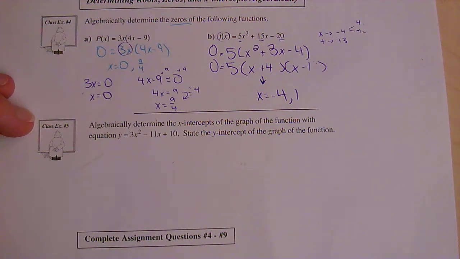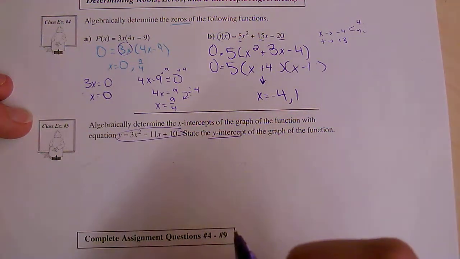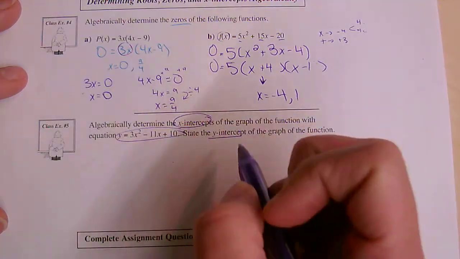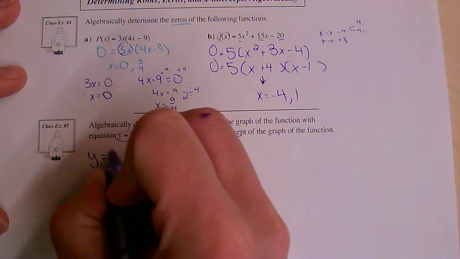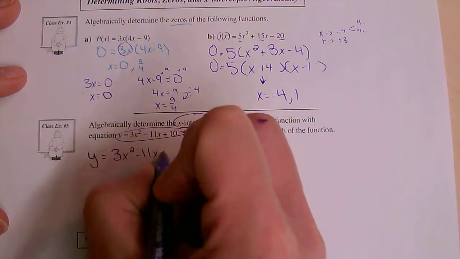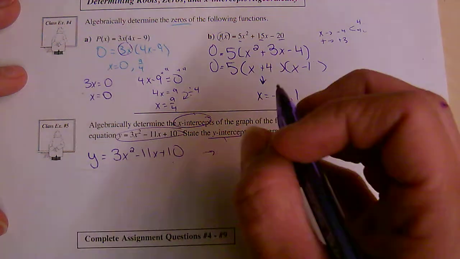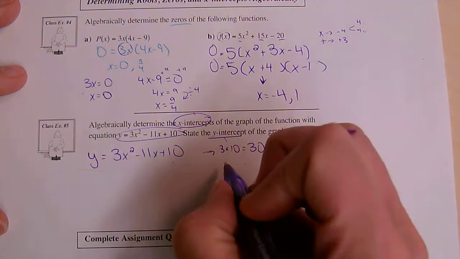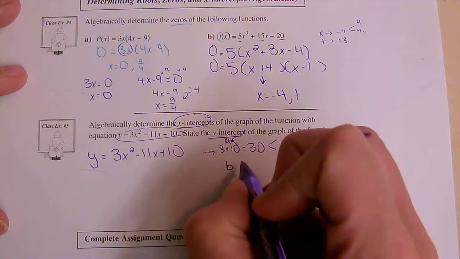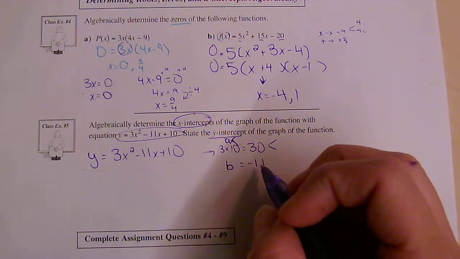Algebraically determine the x-intercepts of the graph of the function. With this equation, state the y-intercept of the graph. So we want the x-intercepts and the y-intercept. Algebraically determine means we are going to have to factor this. I'm just going to write it out again, plus 10. Now I'm going to have to use decomposition. 3 times 10 is 30, that's my a times my c. My b is equal to -11. So I'm asking myself, what multiplies to be 30 and adds to be -11?